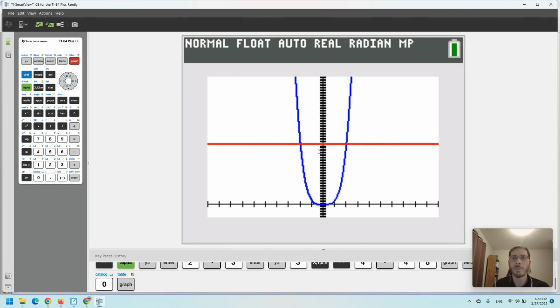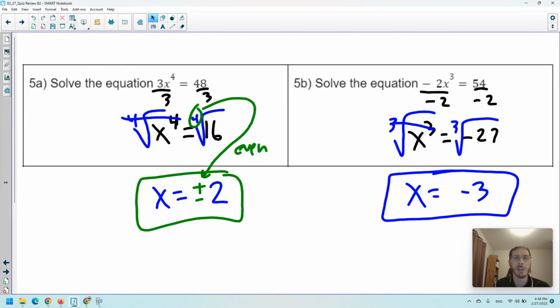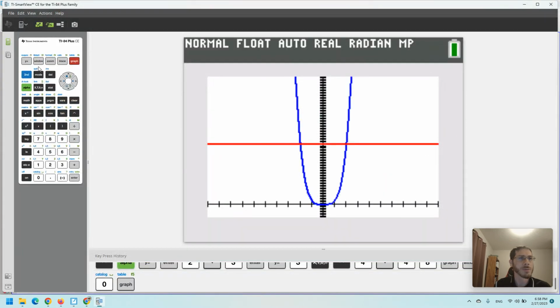So there we are. We want to find out the solutions, the intersection. It looks like it intersects twice, at plus or minus 2. Wait, did I type in 48 or 58? It's got to be 48.